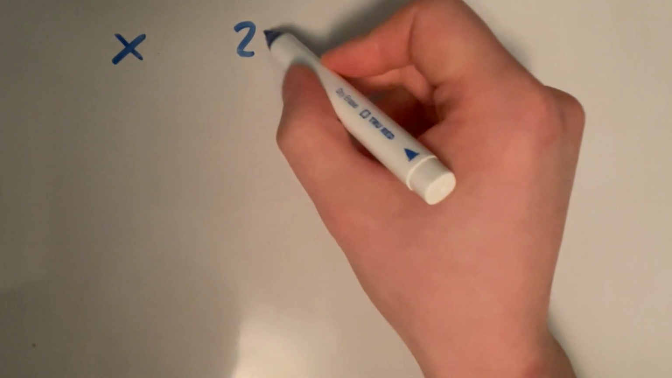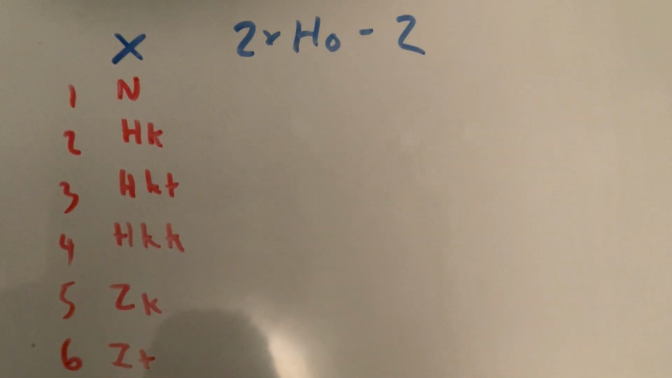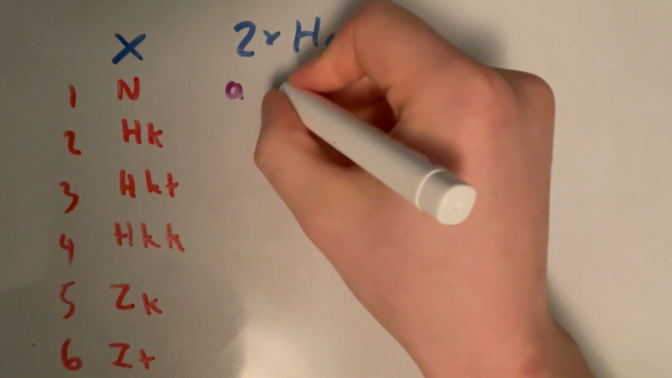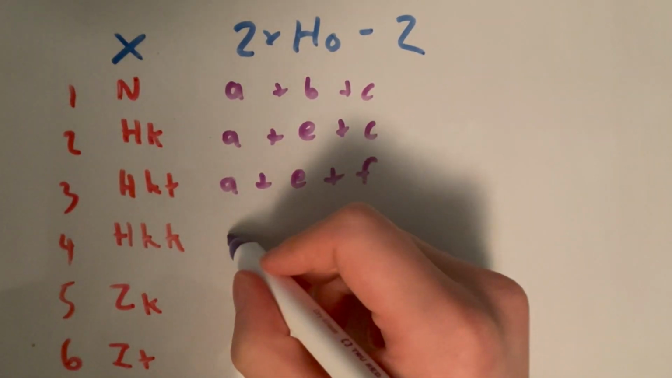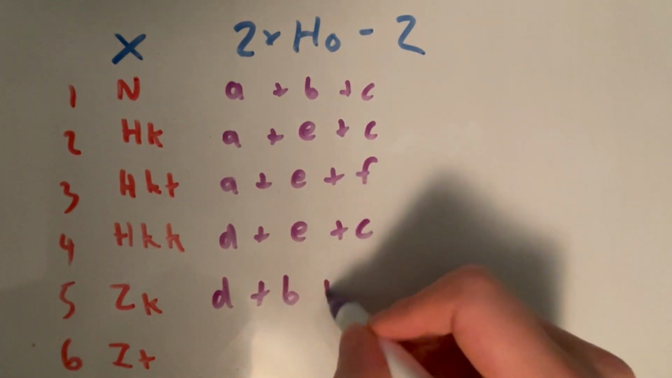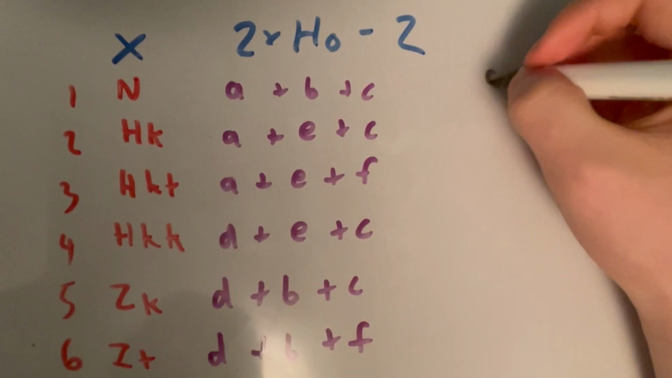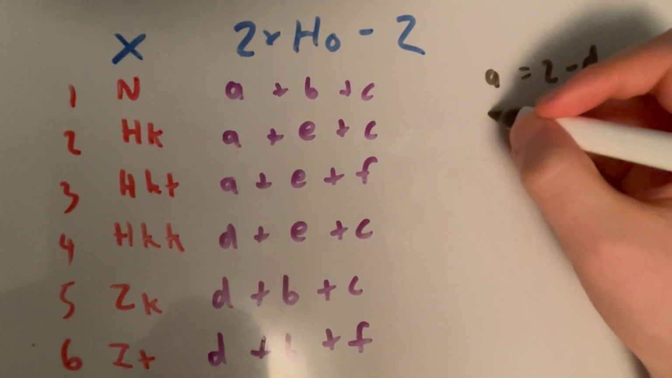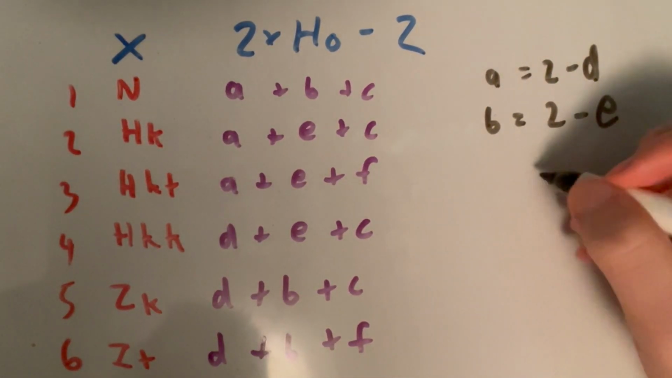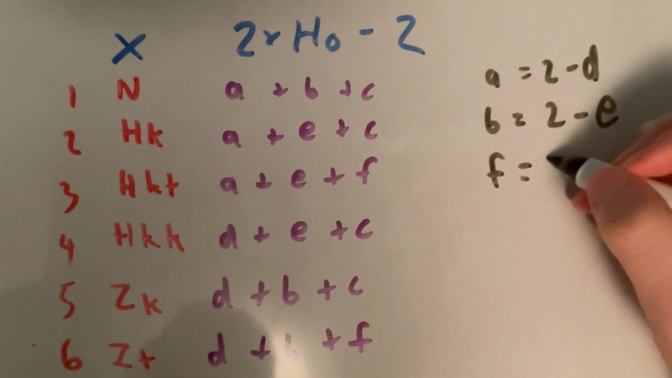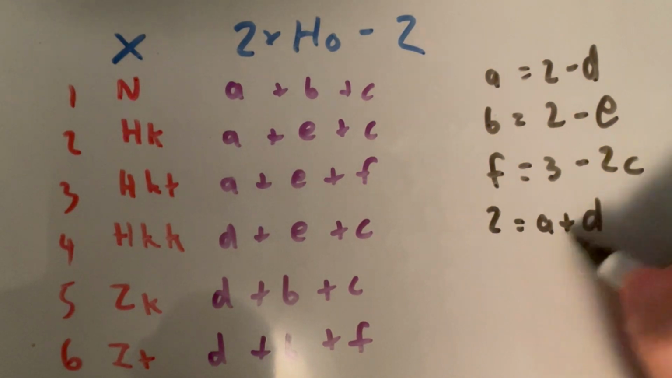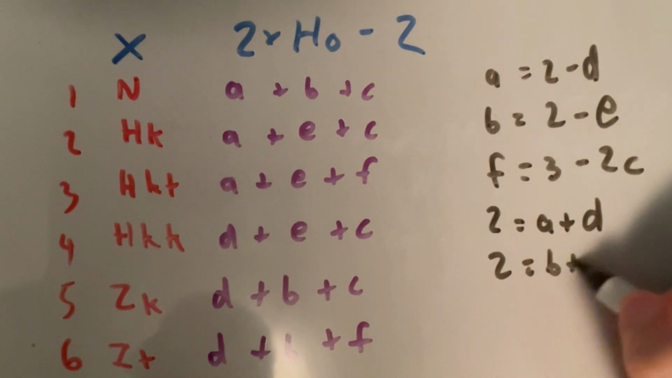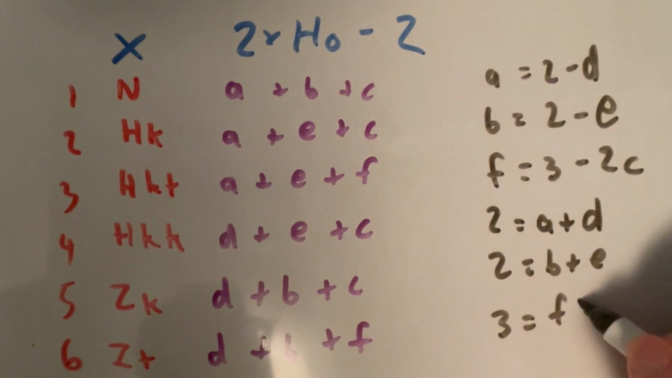So ultimately all we need to do is to compare x to 2 times h0 minus 2. Let's see if we can find a quick solution. We can replace the numbers for our outcomes with variables where a equals 2 minus d, b equals 2 minus e, and f equals 3 minus 2c. Alternatively, 2 equals a plus d, 2 equals b plus e, and 3 equals f plus 2c.